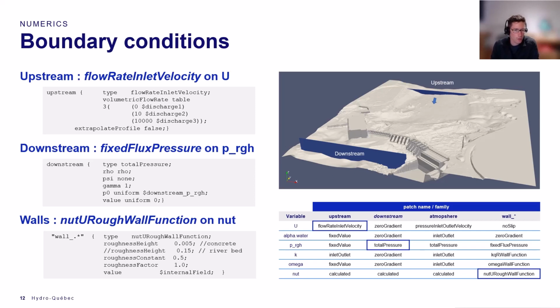And on the walls, since we're not modeling the boundary layer, we're using a nutURoughWallFunction to be used with a k-omega SST turbulence model. The parameter that changes here is the roughness height. We use 5 millimeters on concrete surfaces and 15 centimeters on the riverbed. This 15 centimeters we arrived at by doing a few sensitivity analyses.